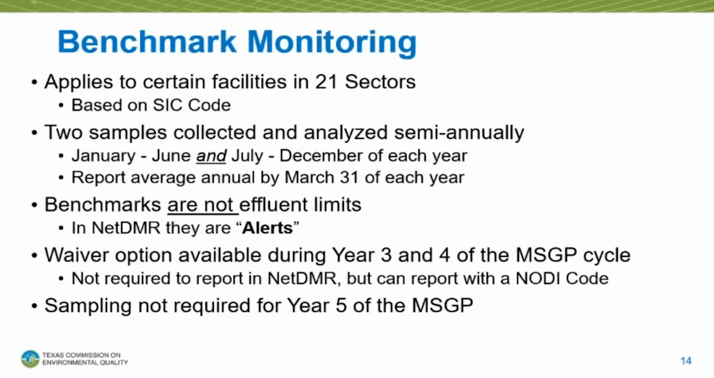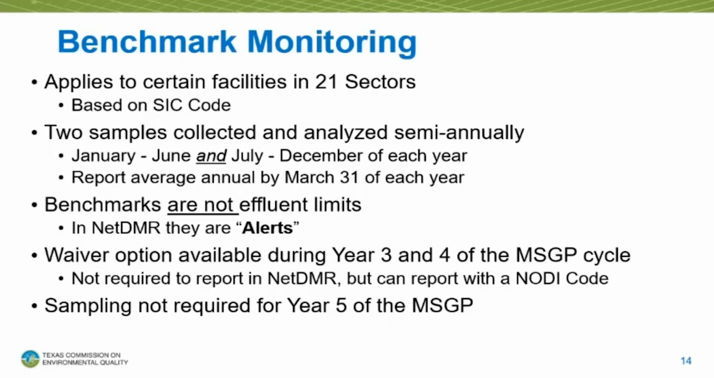So we have kind of 2 sampling periods in a year. So you should collect 1 sample from January to June and another from July to December of each year. And then you would be required to report the average annual result by March 31 of the following year. So that's 2 samples minimum, and then you report the average.